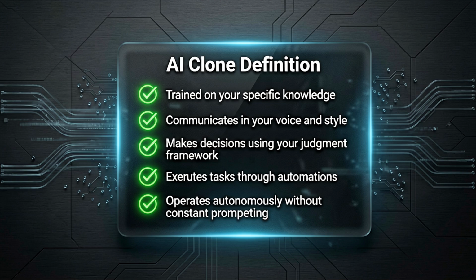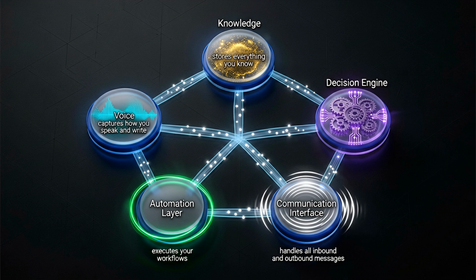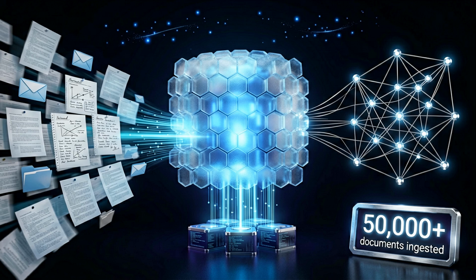Let me define exactly what an AI clone is, because the term gets thrown around loosely. An AI clone has 5 components: knowledge, voice, decision engine, automation layer, communication interface. Component 1. The knowledge base. This is your clone's brain.